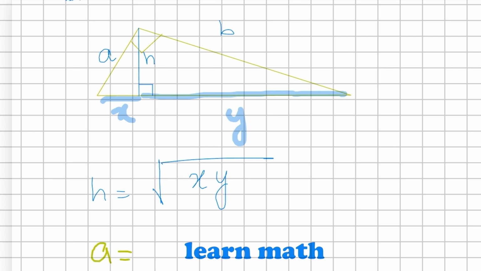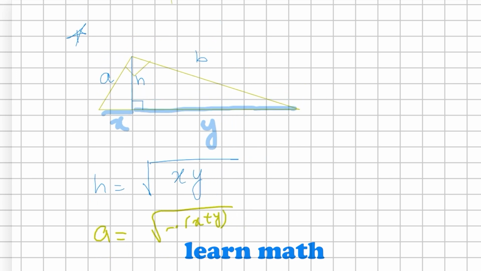A is equal to, listen carefully, x times x plus y. And B is equal to y times y plus x.